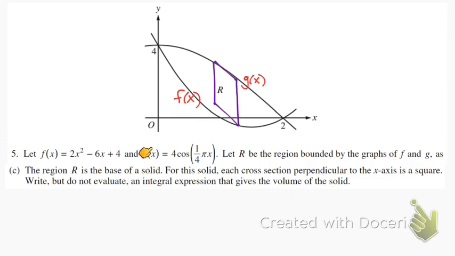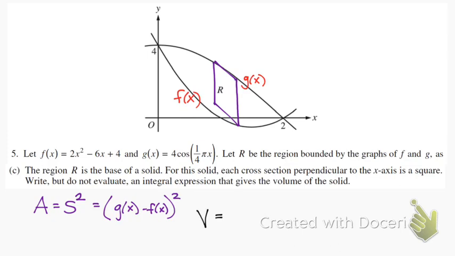So the part that's not that bad about these equations is that we don't actually have to find an answer for the integral. We just have to write out what the integral would be to show the volume. So remember, to find the area of a square, the area of a square is side squared, which in this case, the length of one side that's in the base would be top function minus bottom function. And top function is g of x, bottom function is f of x. So this is g of x minus f of x squared.